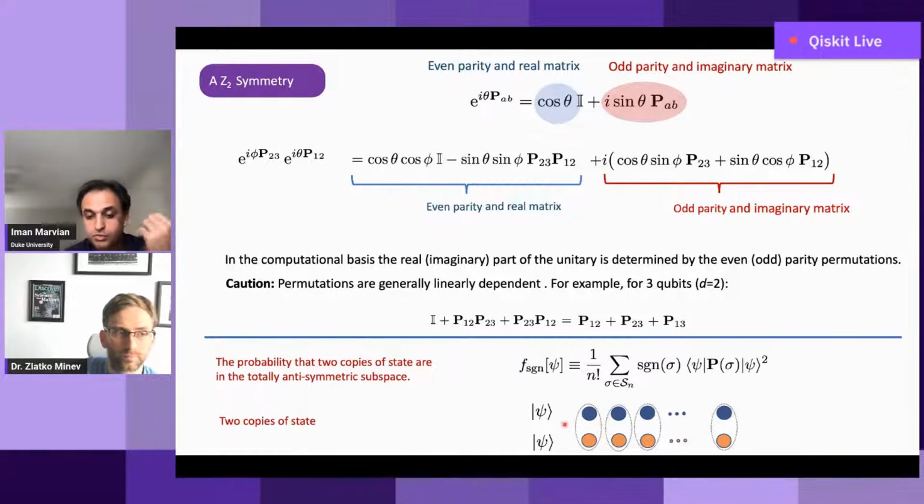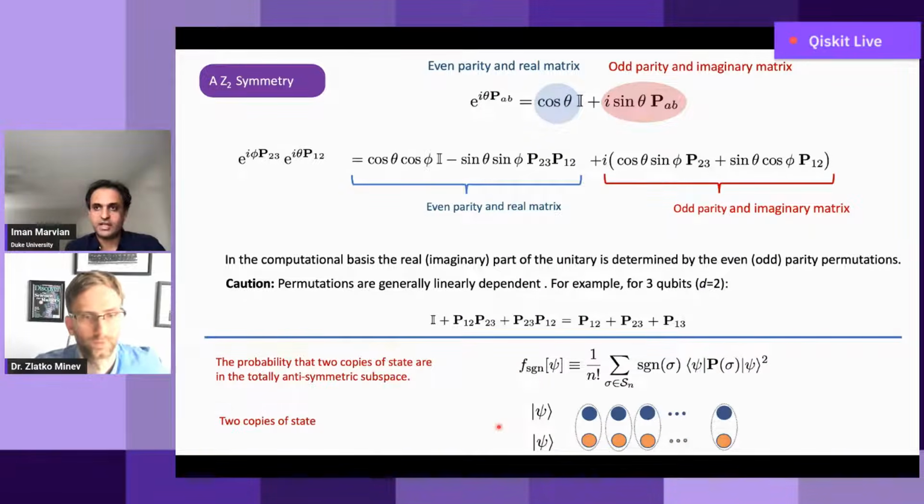If you think about two copies of a state psi of the system, this function is essentially the probability that these two copies are in the totally antisymmetric subspace with respect to permutations of these pairs of qudits. So you have an action of S_n on these pairs of qudits, and the question is, what is the probability that you are in this totally antisymmetric subspace? This F_SGN determines that probability. In particular, it's a number between 0 and 1, and it turns out that it's conserved because of this type of Z2 symmetry that I just mentioned above.